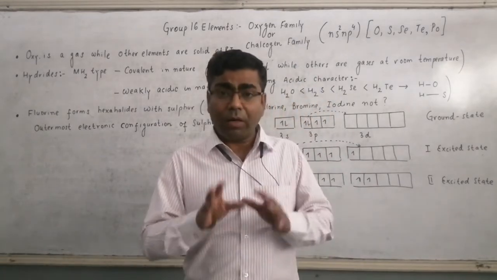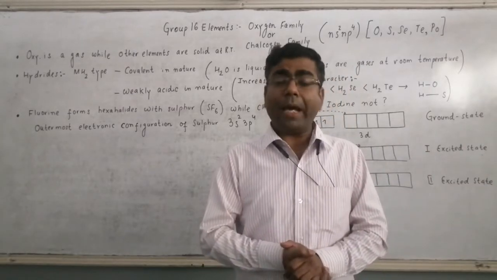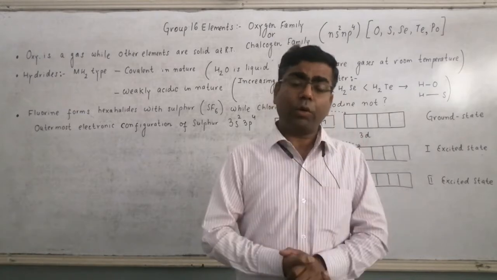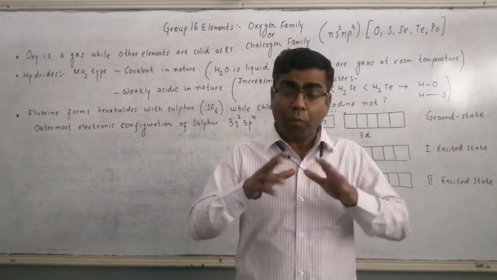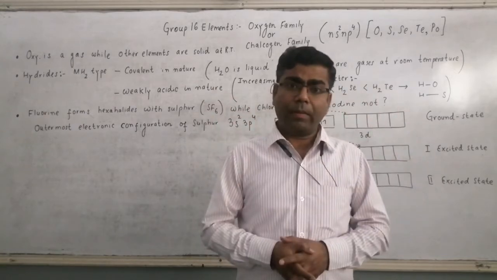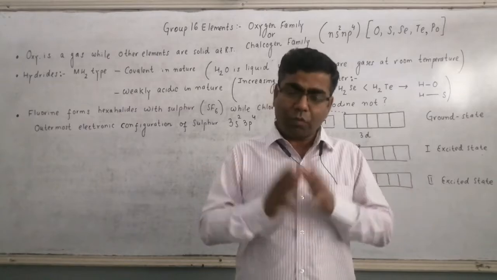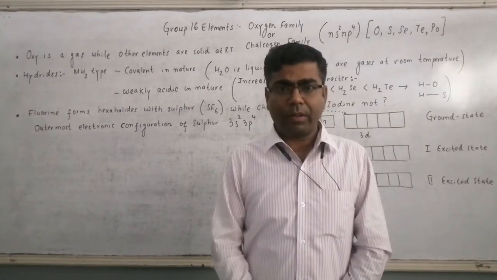Like sulfur, sulfur exists as an S8 molecule. The atomicity of sulfur is 8 at room temperature. It is an octatomic molecule. So due to the presence of more atoms, the force of attraction between the molecules is more. That's why sulfur is a solid at room temperature.